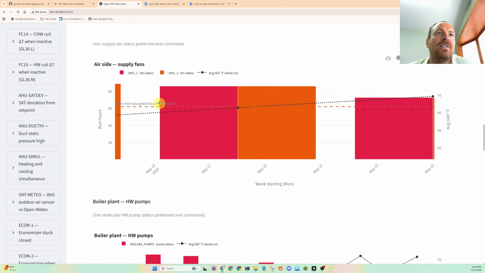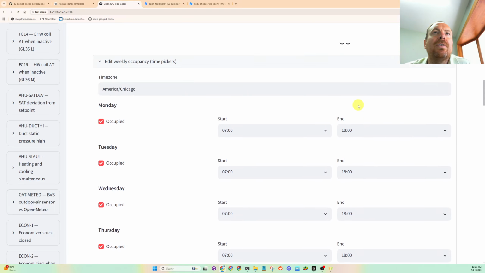what we defined in our weekly schedule picker. And then we're also plotting average outside air temperature too, so we can gauge whether they're running equipment longer or shorter. Okay, so we covered that.